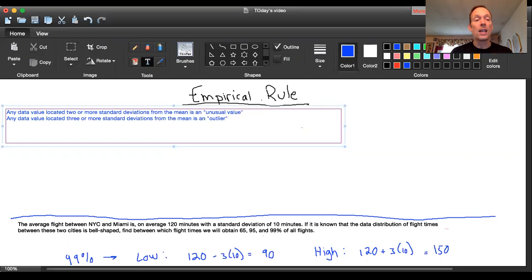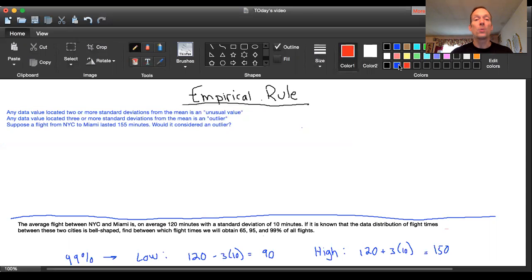So to get a practical example from this, let's go ahead and turn our attention to the last example that we did. And let's write in a question here. We're going to say, suppose a flight from New York City to Miami lasted 155 minutes. Would it be considered an outlier? Okay, so 155-minute flight. Is that flight going to be considered an outlier?